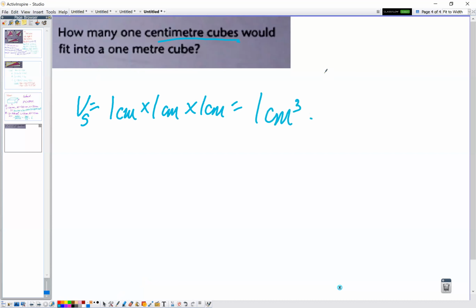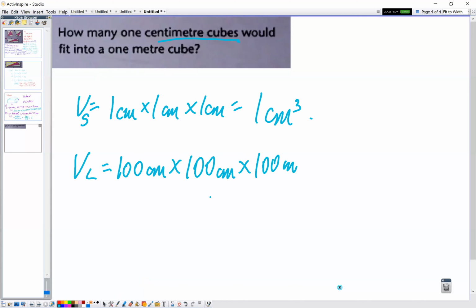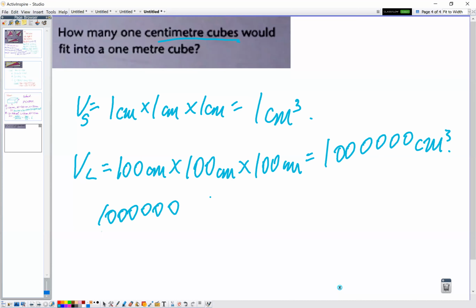Just for this one. For the large one, this is 1 meter. It's 100 centimeters times 100 centimeters times 100 centimeters. The answer becomes 1 million centimeter cubed. So in that case, we can just divide it. The answer is 1 million. This is how you work out the first question here. Okay, this is the basic question we have finished now.